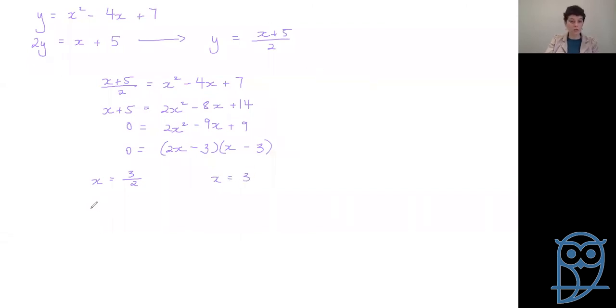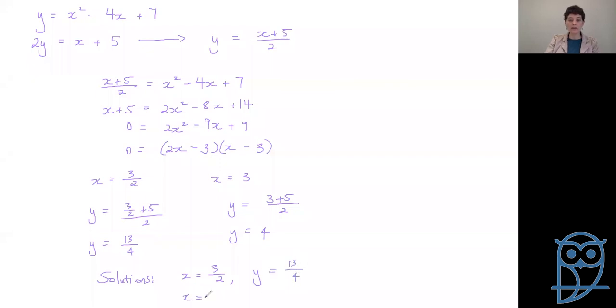Using our y equals, as always, y equals 3 over 2 plus 5 over 2. y equals 3 over 2 plus the 5 divided by the 2 gives us a 13 over 4. And on this side, y equals (3 plus 5) over 2, 8 over 2, y equals 4. So our solutions at the end of the day: x equals 3 over 2, y equals 13 over 4, and x equals 3, y equals 4.